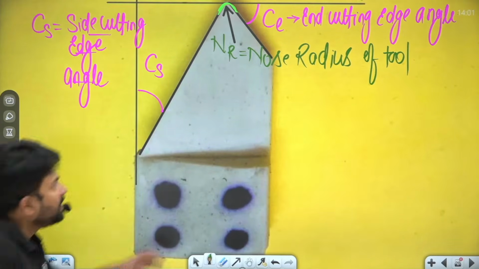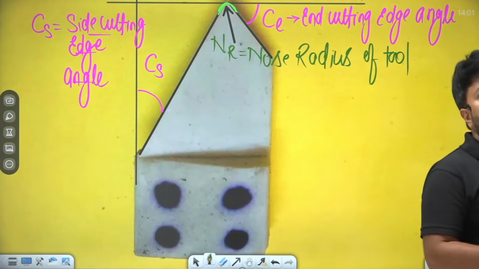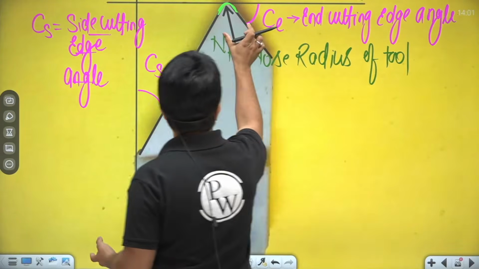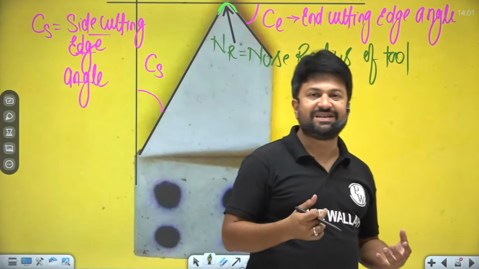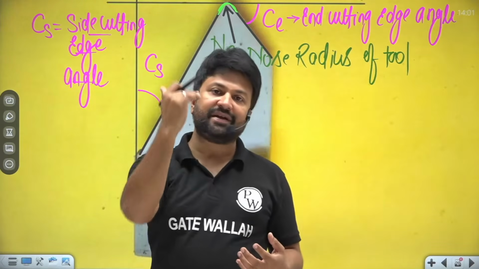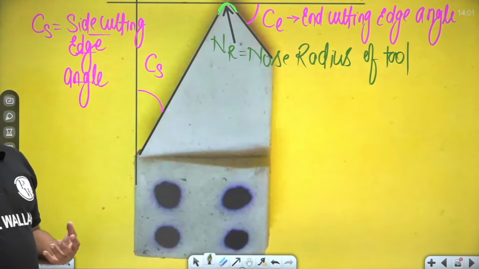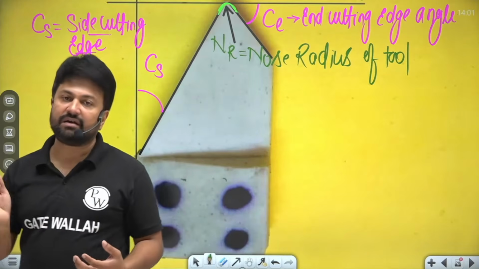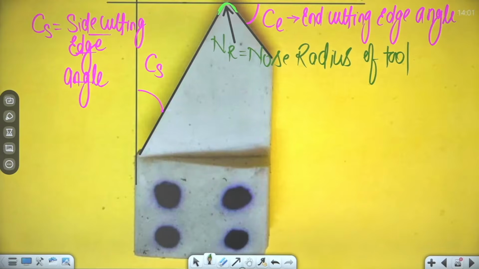My dear, a larger end cutting edge angle weakens the tool. As you increase the end cutting edge angle, what happens? The tip becomes sharper. If the tip becomes sharper, then the supporting material decreases, right? So the tool becomes weak. So the optimum value of end cutting edge angle is between 8 degrees and 15 degrees.